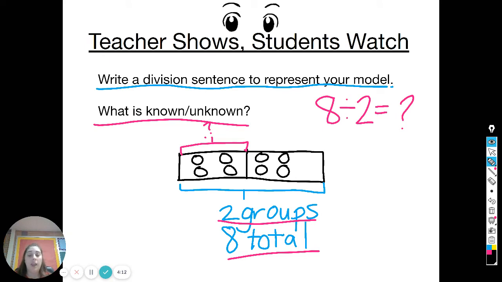Okay, I've used all 8 crackers. Both groups have the same amount of crackers. Now all I have to do is count them. 1, 2, 3, 4. So there are 4 crackers in each group. So I know that each student is going to get 4 crackers. 8 total crackers divided into 2 groups equals 4 per group.